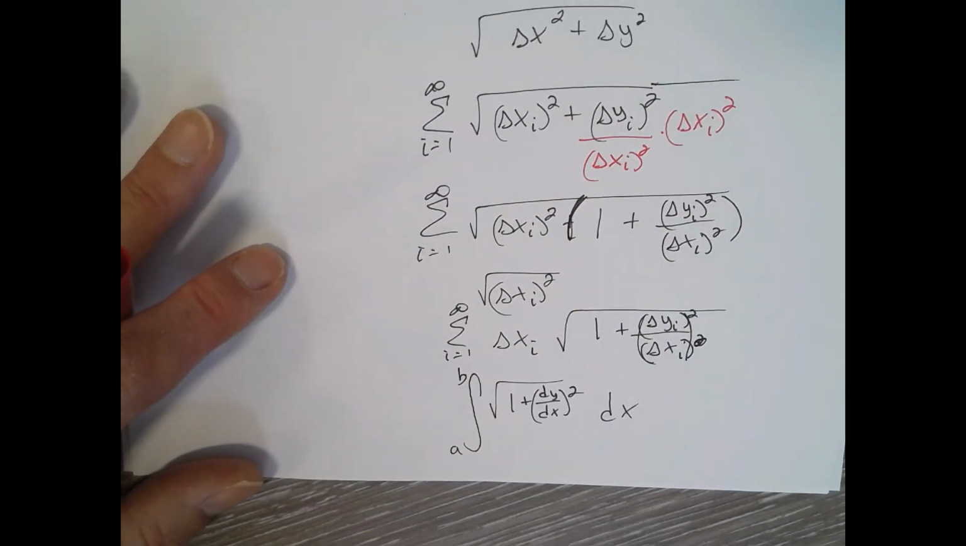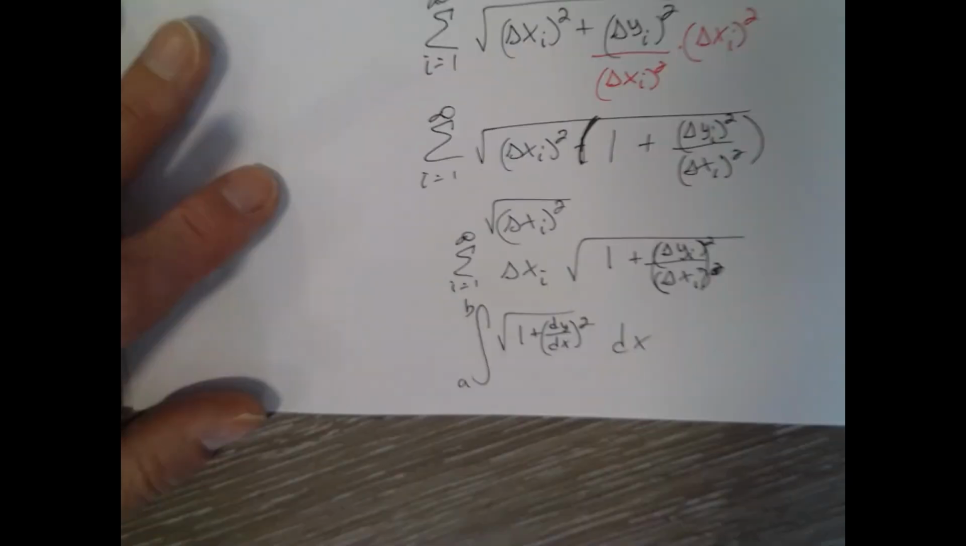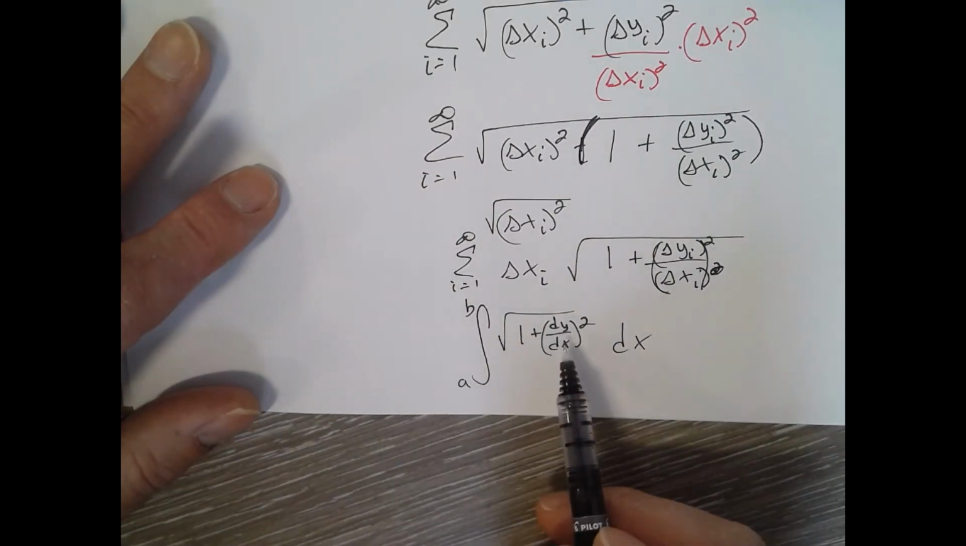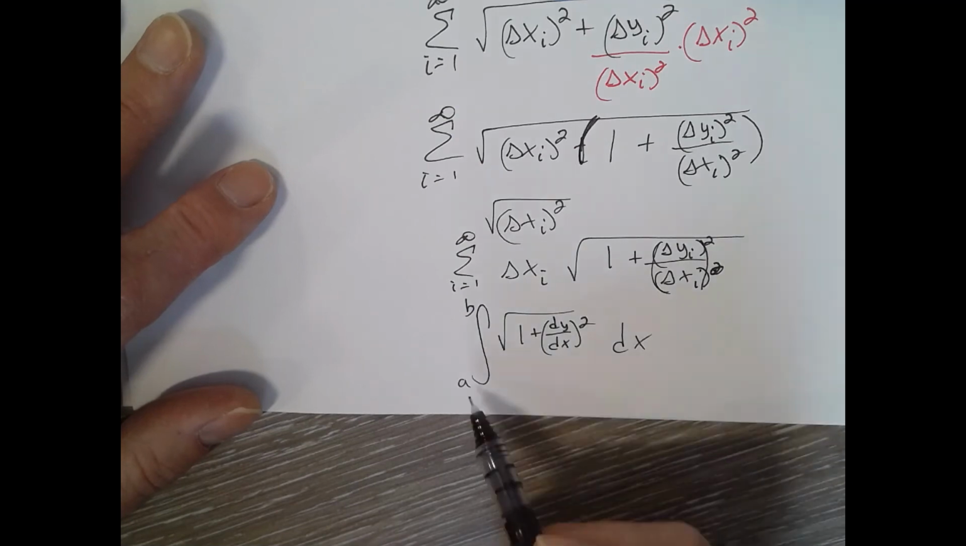So if you want to find the arc length, all you need to do is integrate the square root of 1 plus the derivative squared from a to b, and you get your answer.